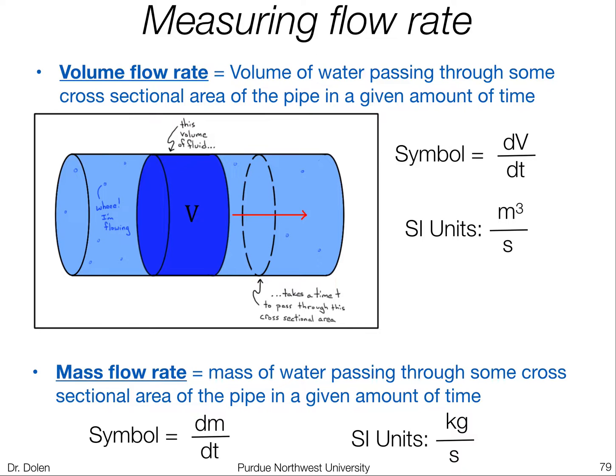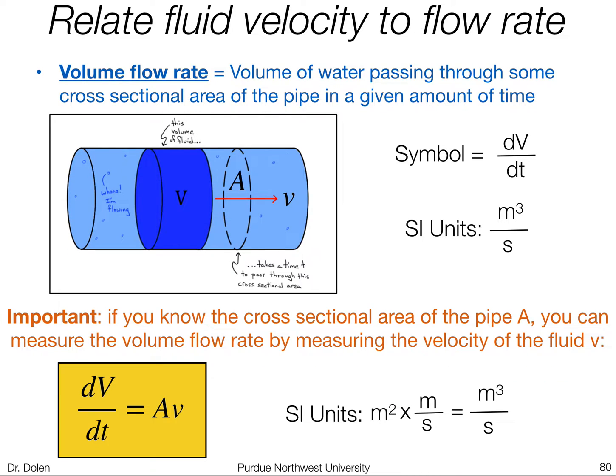Okay, so looking a little more closely at volume flow rate, we can actually derive a pretty important formula for calculating it. You may not have a meter which can tell you how many gallons per second are passing a given point, but you may be able to measure the velocity of that fluid, and you may be able to measure the cross-sectional area of your pipe. And it turns out, if you know those two things, you can calculate the volume flow rate.